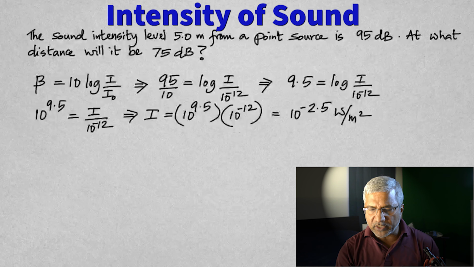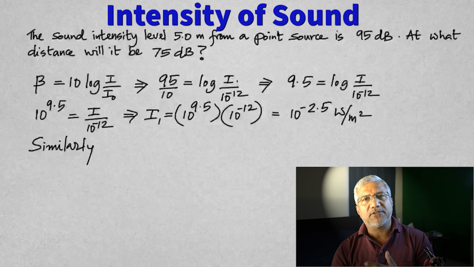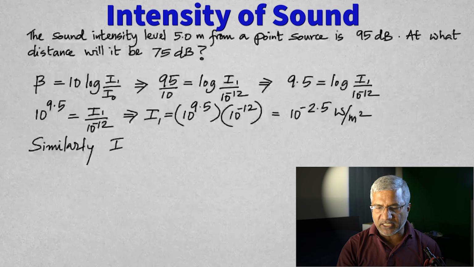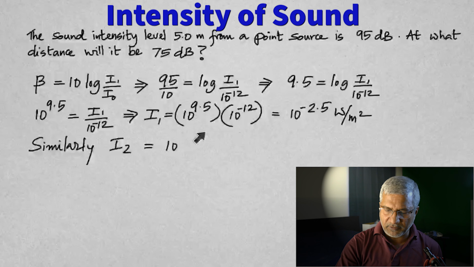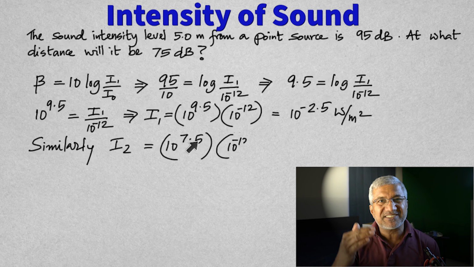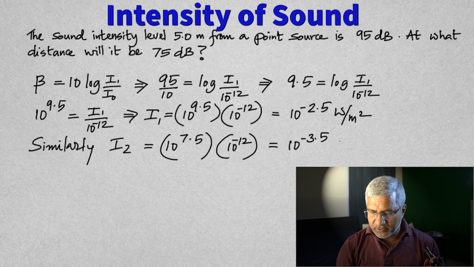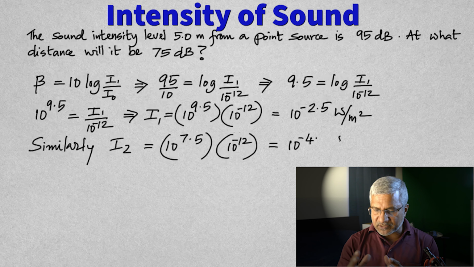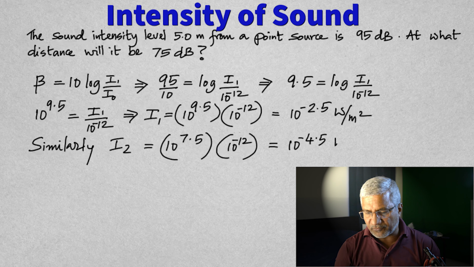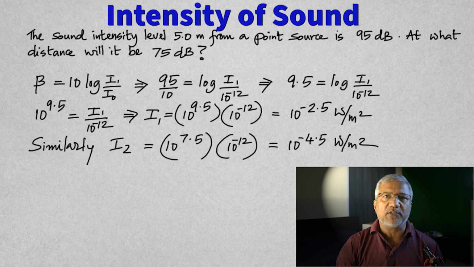Let's do the same with 75 decibels. And I'm not going to write the whole thing again. We can just take it off from this last step here. I2 is 10 to the 7.5 because it's 75 decibels. We're going to get 7.5. So we get 10 to the negative 4.5 watt per meter squared. So that's what you get for the second one.